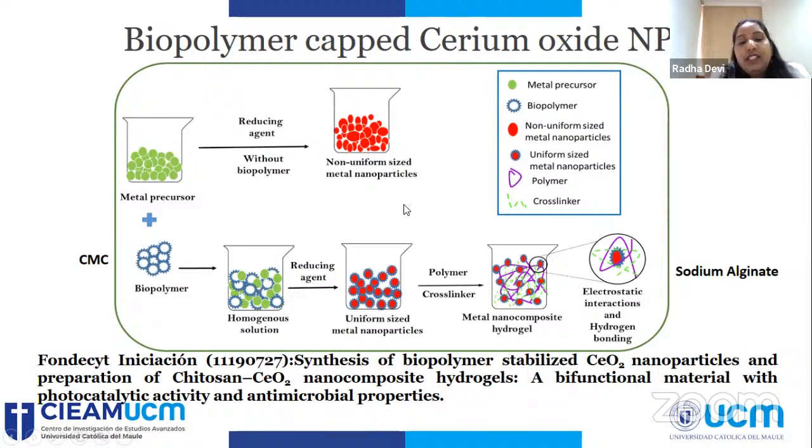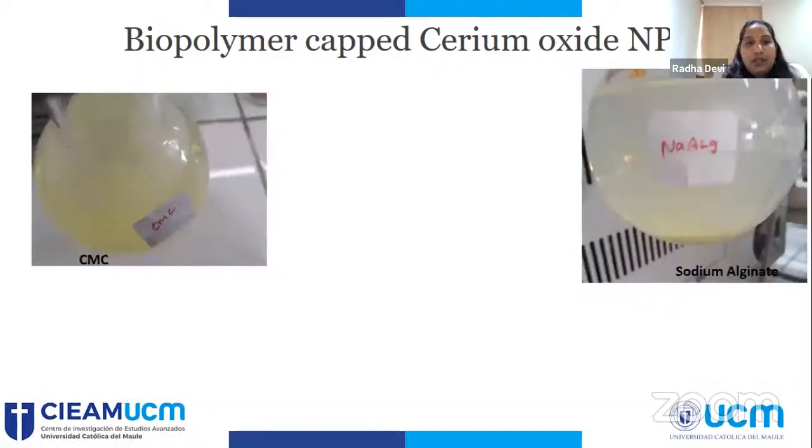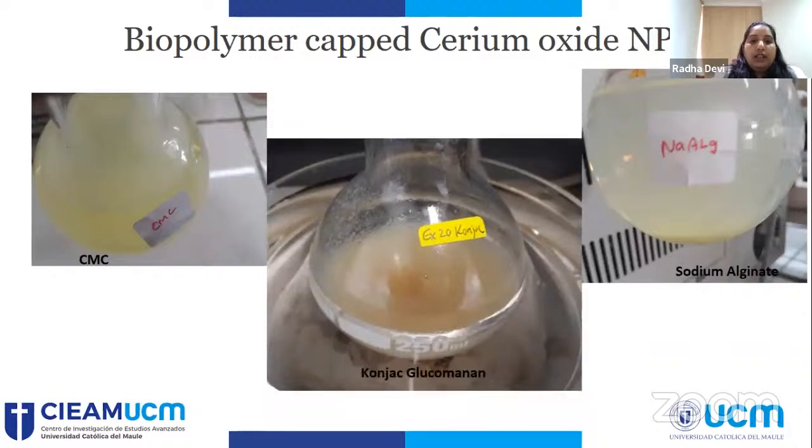As I mentioned earlier, this is the strategy I have used for the synthesis of metal nanoparticles. After obtaining these metal nanoparticles, I incorporated them into the composite hydrogel to make the metal nanocomposite hydrogel. Here I have used biopolymers like carboxymethyl cellulose, konjac glucomannan, and sodium alginate as capping agents to synthesize the cerium oxide nanoparticles.